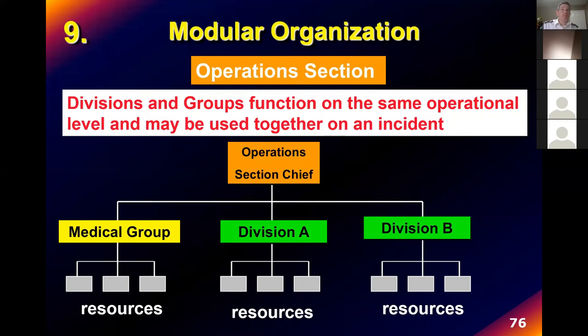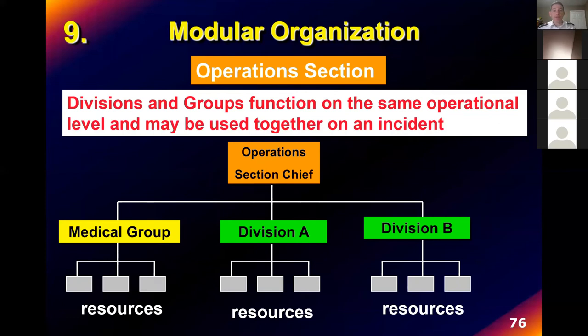So divisions and groups function on the same operational level and may be used together on an incident, right? You might have an Alpha and a Bravo division, but then you also set up a medical group. They're all on the same level. After the chief, you're looking at groups and divisions as being the next level in the operations section, right? One does not supervise the other. And the efforts need to be coordinated when they're working in the same geographical area.